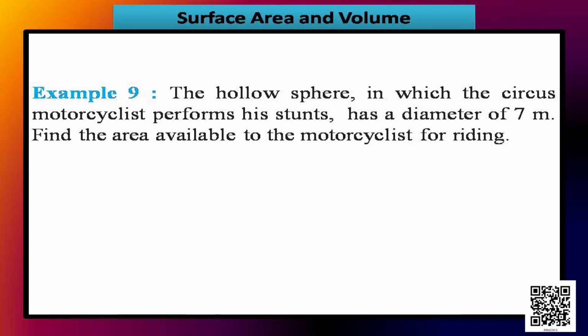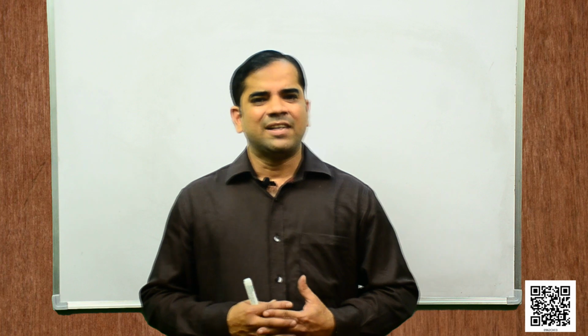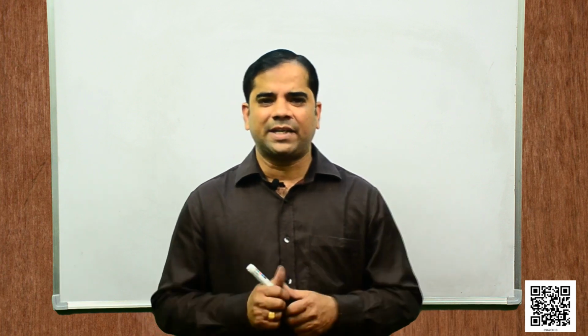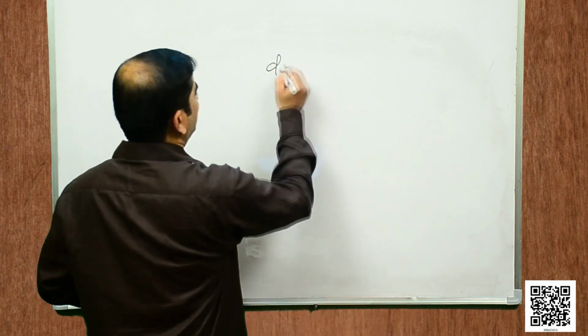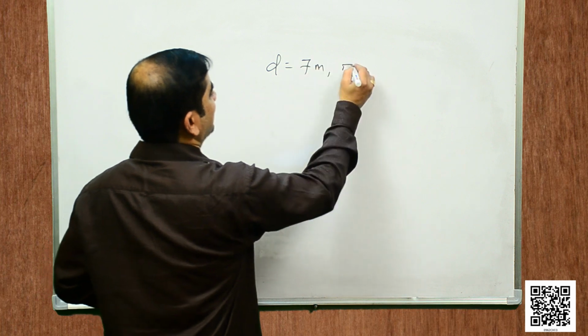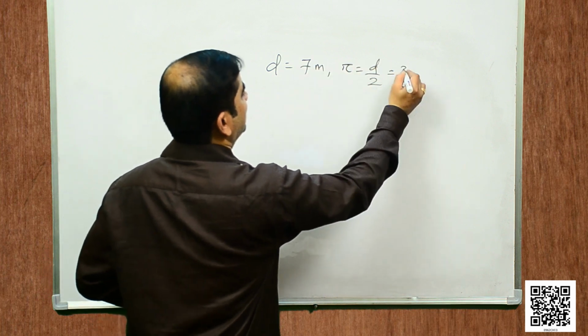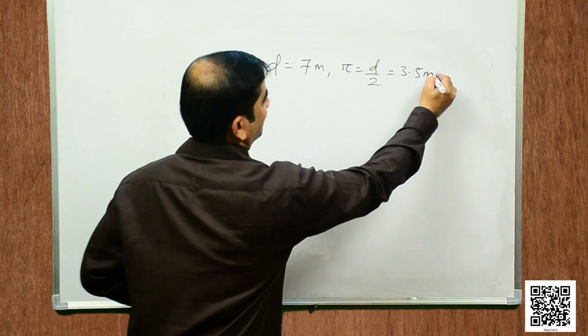Students, let us now discuss example 9. It says the hollow sphere in which the circus motorcyclist performs his stunts has a diameter of 7 meter. Find the area available to the motorcyclist for riding. So, let us discuss the solution. Diameter of the sphere is equal to 7 meter. So, d is equal to 7 meter, that means r is equal to d by 2, that is 3.5 meter.